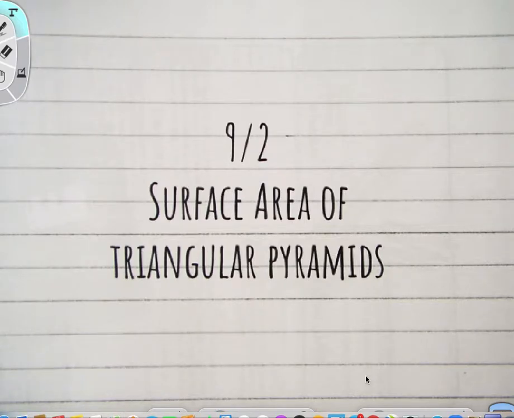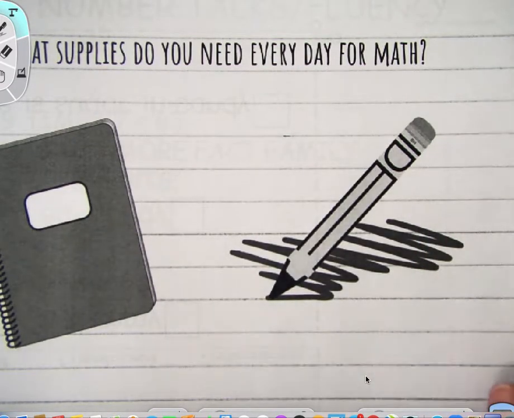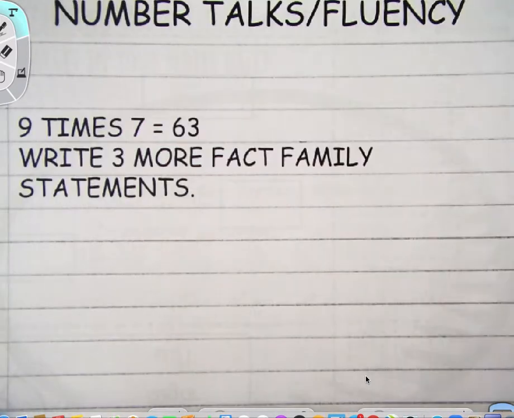And we're going to talk about the surface area of triangular pyramids today. Triangular should alert you that, of course, triangles are involved. Some of the faces are triangles, and also the base is a triangle. Okay? So here is your supply list, your notebook and your pencil. Let's get ready to take some notes.